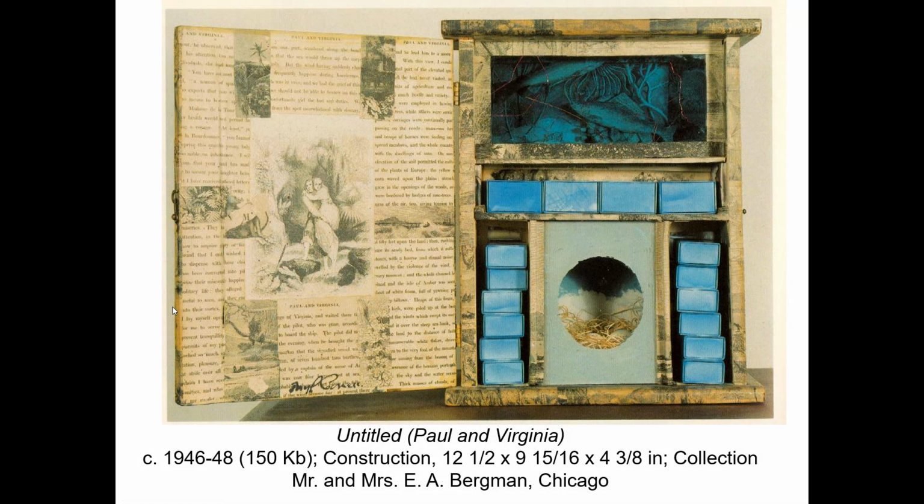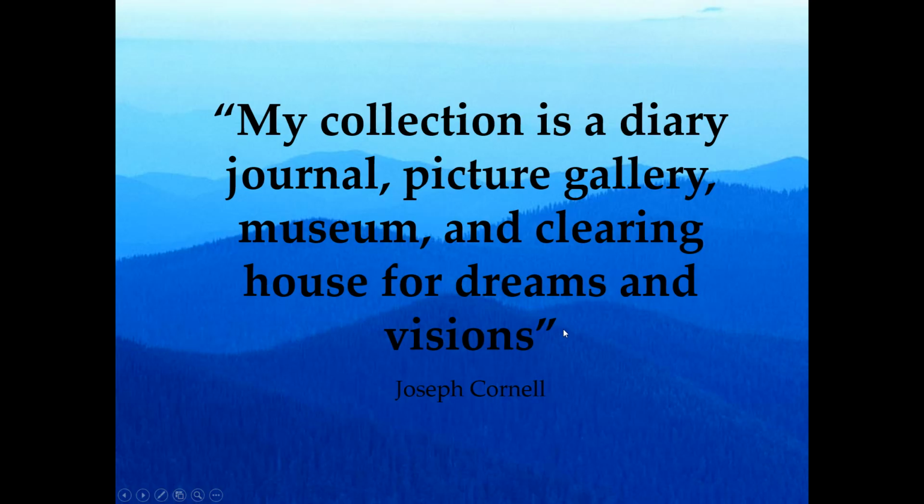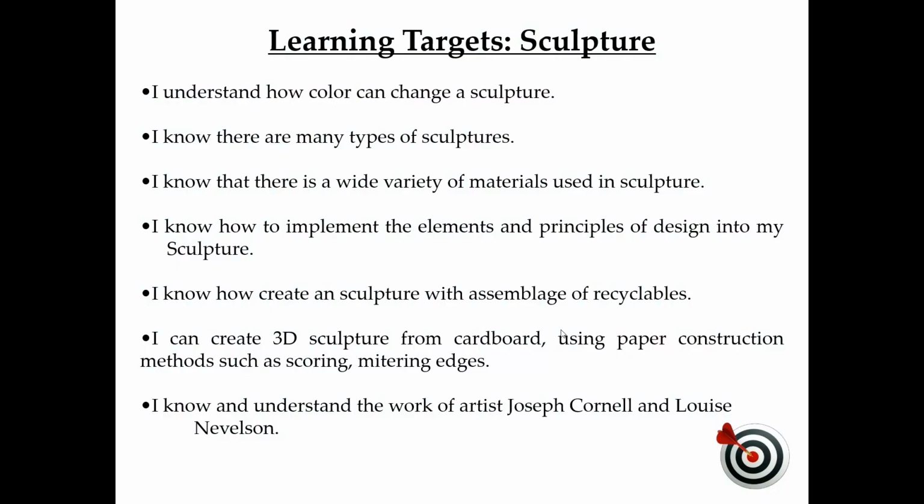Here's another one, and this one, you open up the cabinet and you see the special nest inside, and it's just the imagery that was selected and the ideas that are going on in here, the color choice, the subtle complementary colors of the blue and the yellow orange. Very lovely. So Joseph's philosophy was his collection is a diary, journal, picture gallery, museum, and clearinghouse for dreams and visions. So kind of like a storytelling box in a lot of ways.